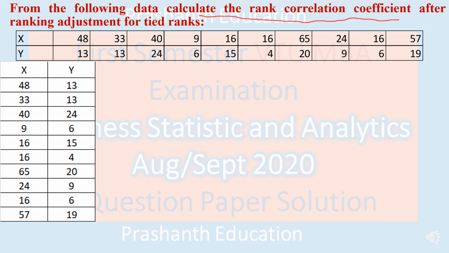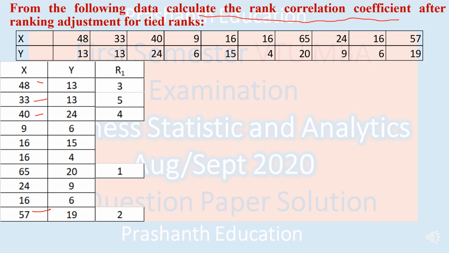Look for the highest in X. If you look at this, 65 is the highest. I will put it as R1 and assign rank 1 to it. Next I will take the next highest, which is 57. I will put 2 for it. The next highest is 48, so I put third rank for it. Next highest is 40, fourth rank. Next highest is 33, fifth rank. Next highest is 24, I'm going to put sixth rank for it.